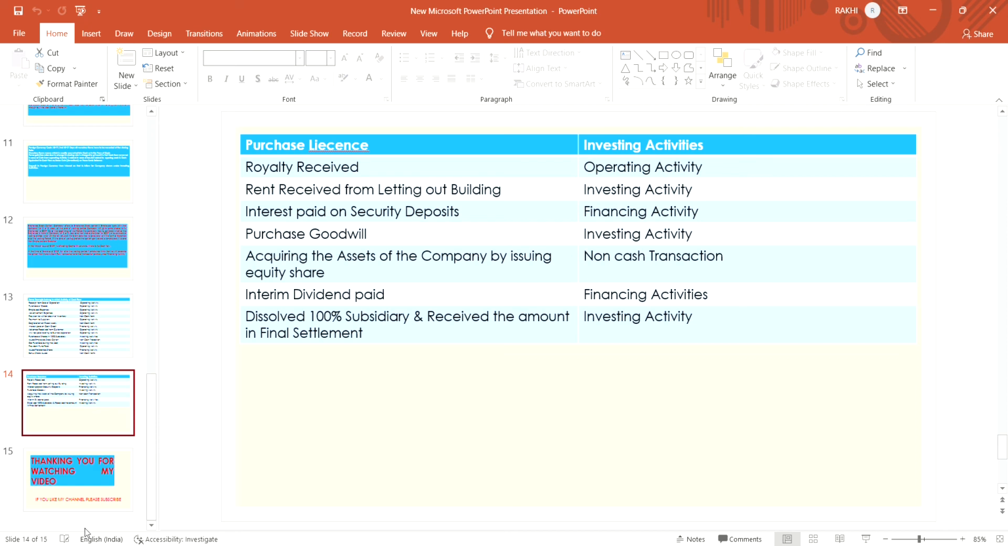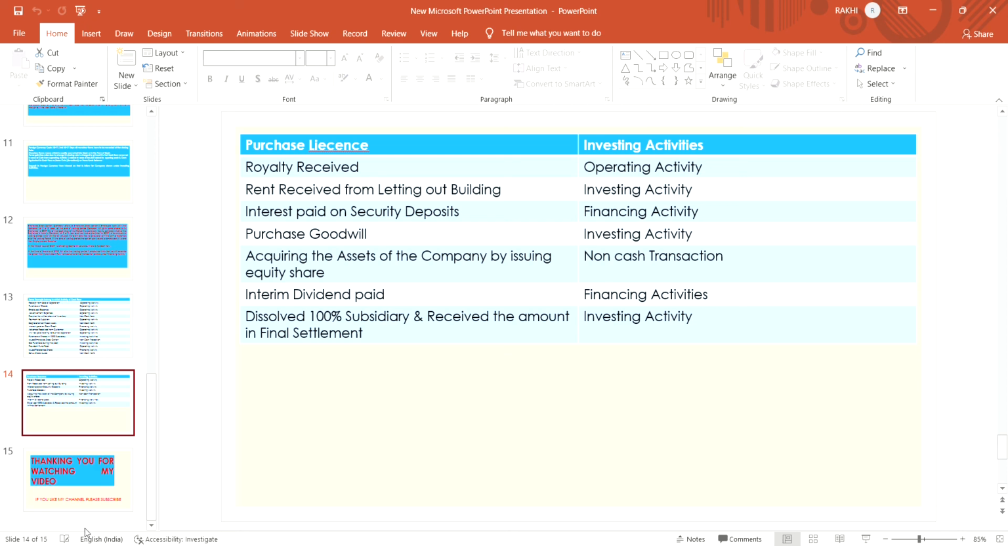Suppose the business or bank is doing some deposits and receiving interest, we will look at that in another way. But in general, we are discussing which activity we consider under which head. From a bank's perspective, it is totally different.